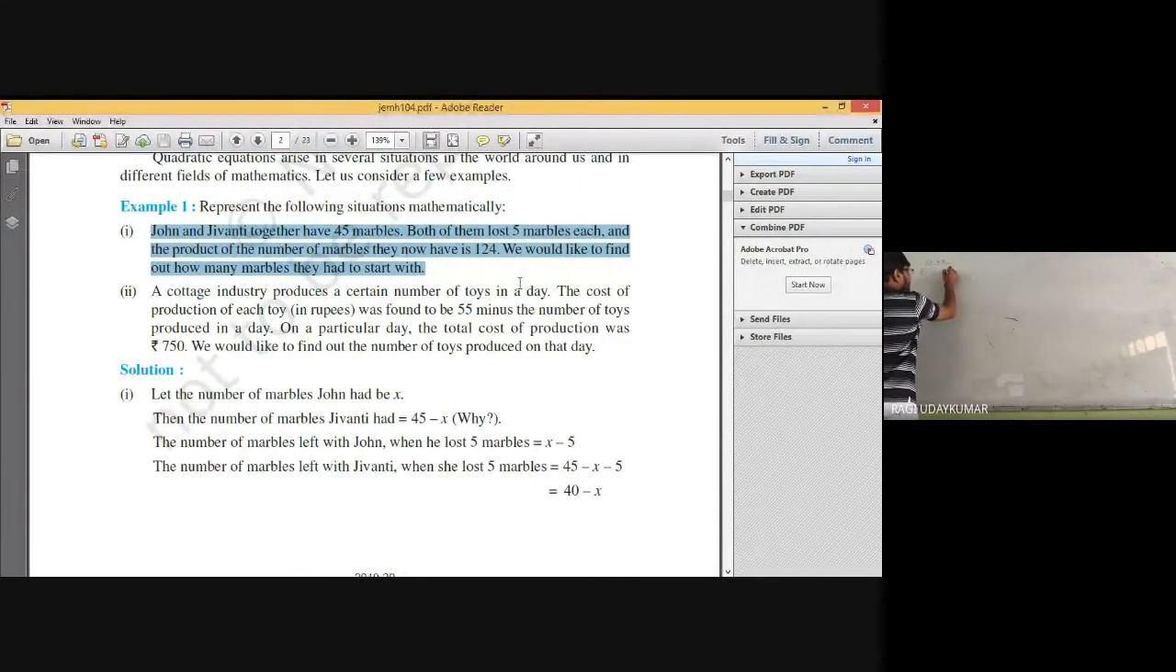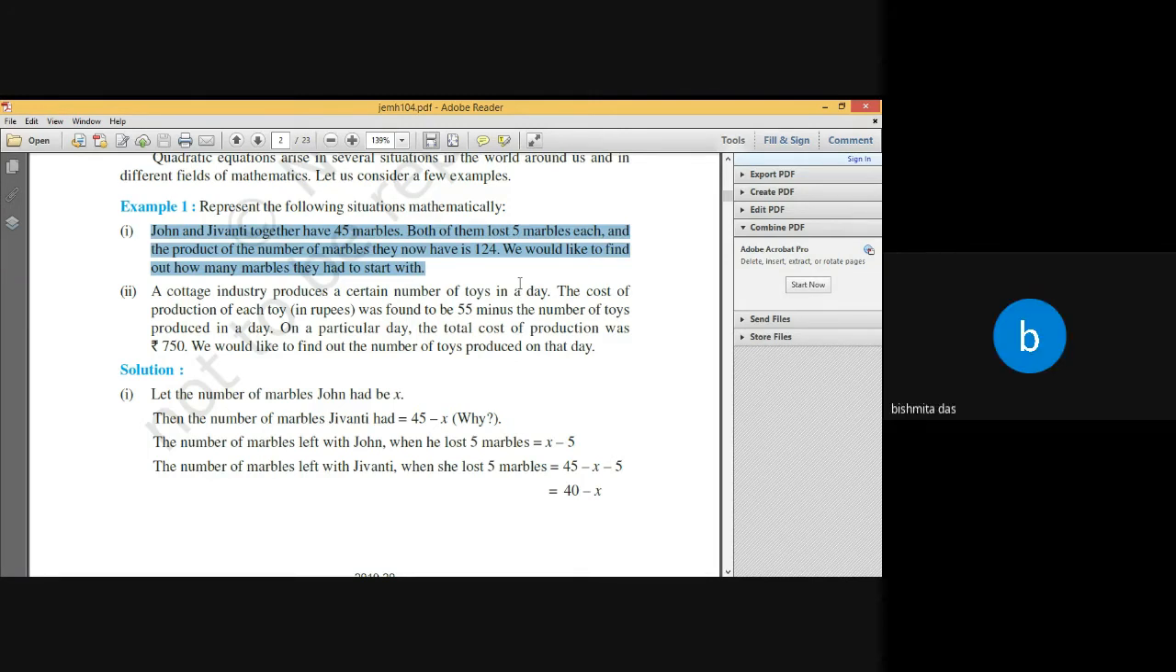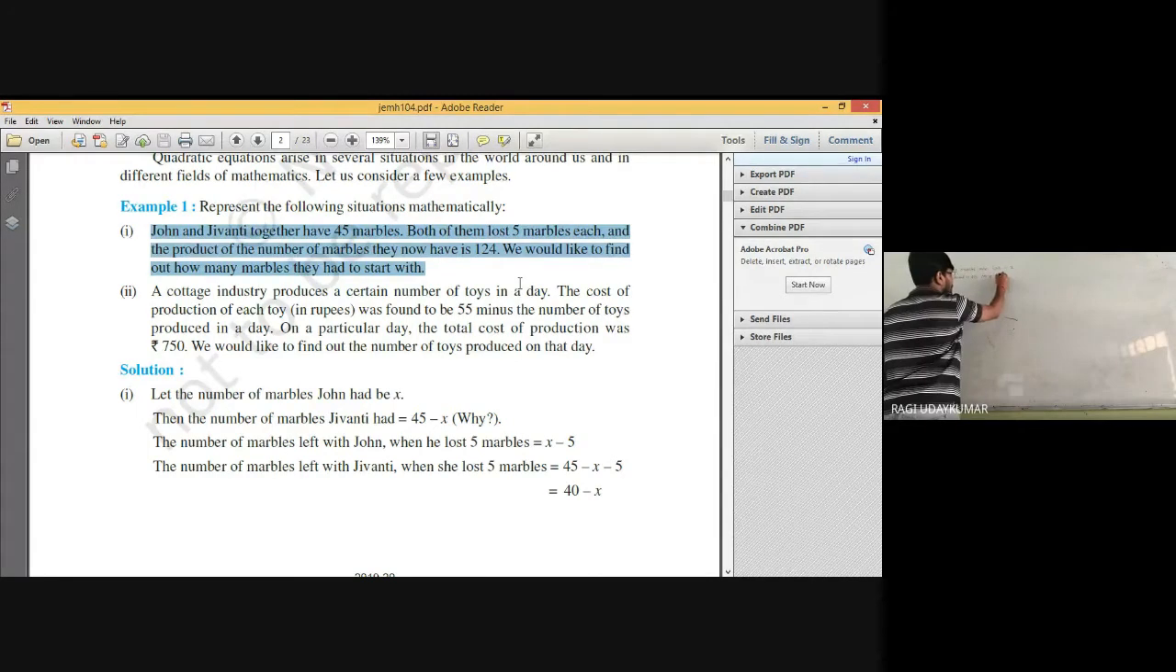Let the number of marbles John had at first, the starting number, be equal to x. Then the total is 45.